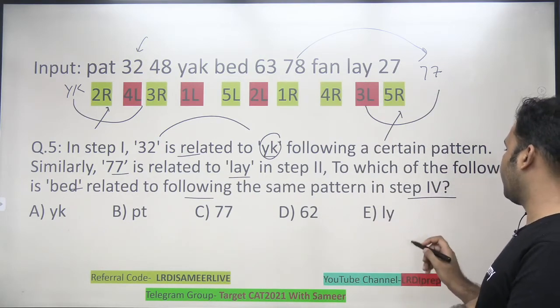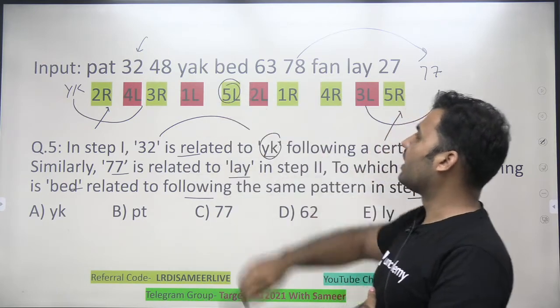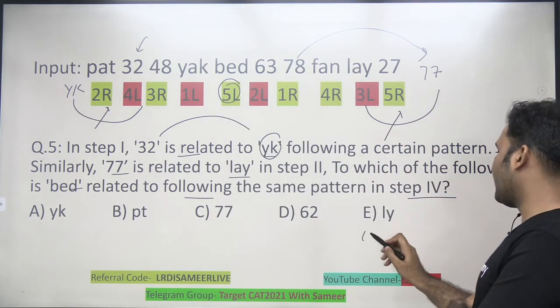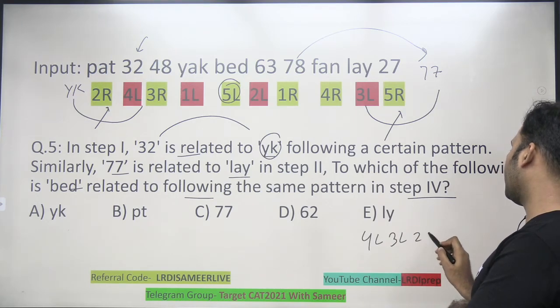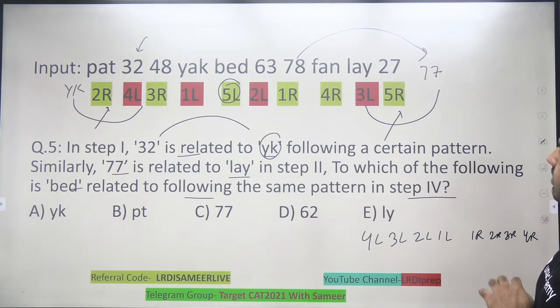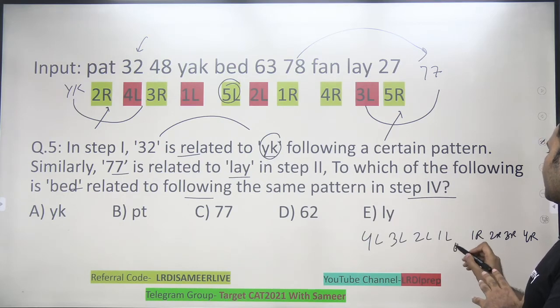So if you talk about step 4, the word bed is 5L. In step 4, it will not be positioned. So we will have 4L, 3L, 2L, 1L, and then we will have 1R, 2R, 3R, and 4R in step 4. And if you look at that word bed, it will be coming after 1L. This is where the bed will be positioned.